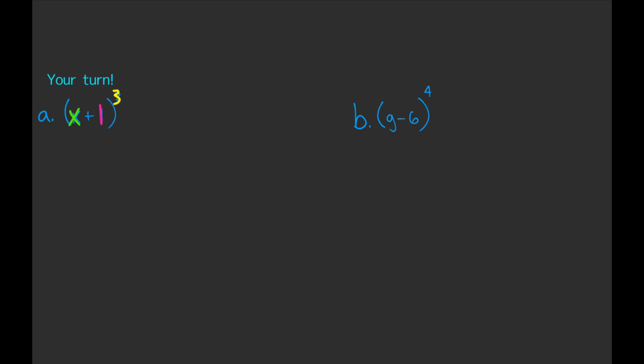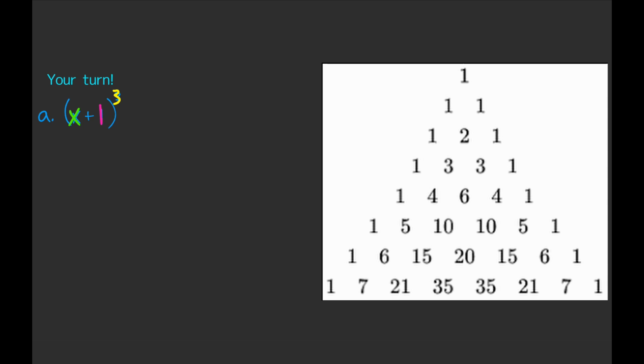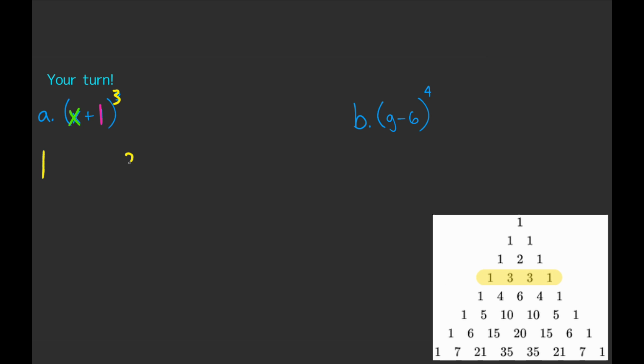So first step is we're going to take our exponent and go to Pascal's triangle and look for the row. What row are we looking for? Well, since our exponent is 3, we're going to be looking at row 3. And our coefficients from row 3 in Pascal's triangle are going to be 1, 3, 3, 1.